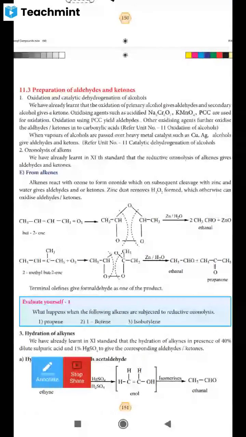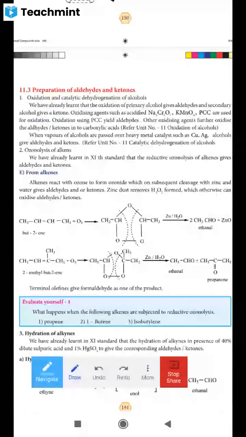First one, very important one: oxidation and catalytic dehydrogenation of alcohol. This is very important. This reaction will be in the 11th lesson also. In the 11th lesson you learn about alcohols, and in that you will have the reactions. So here they have given only the statement. Let us see what it is. We have already learned, since we did not study the 11th lesson, so you don't know about this.